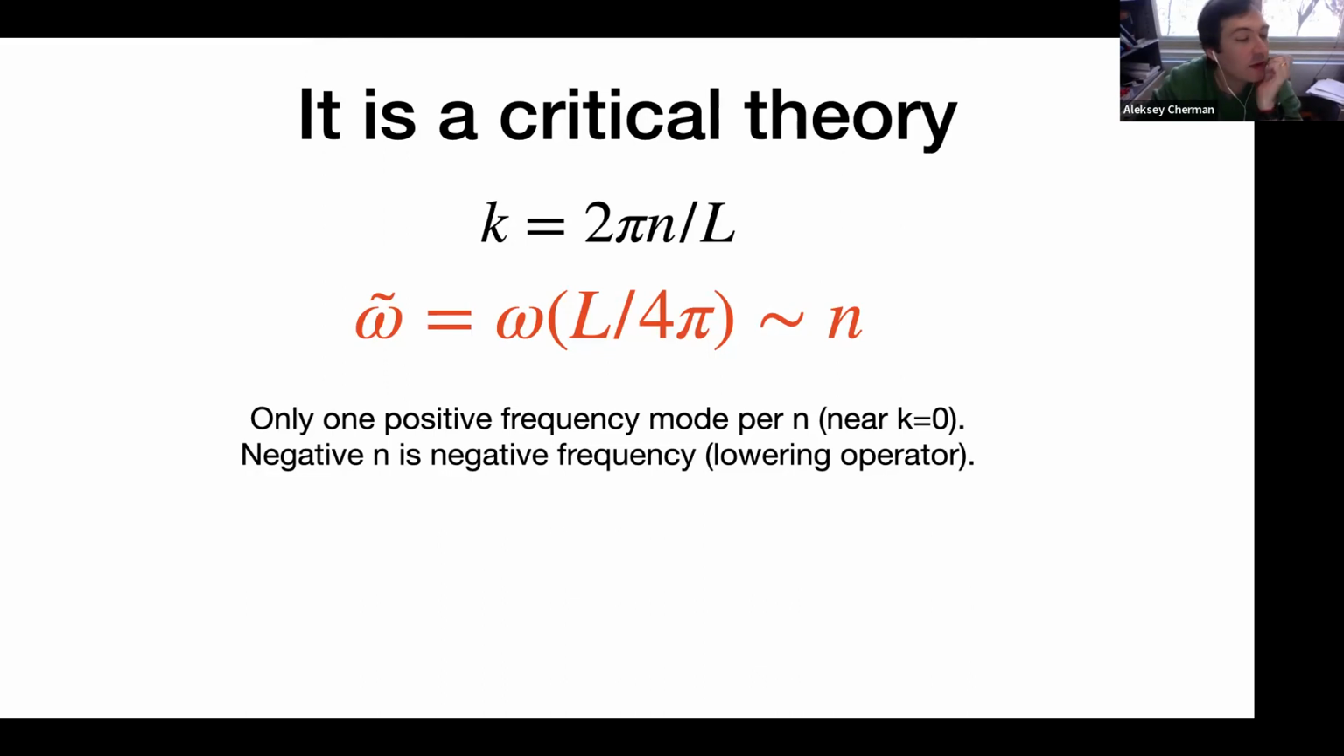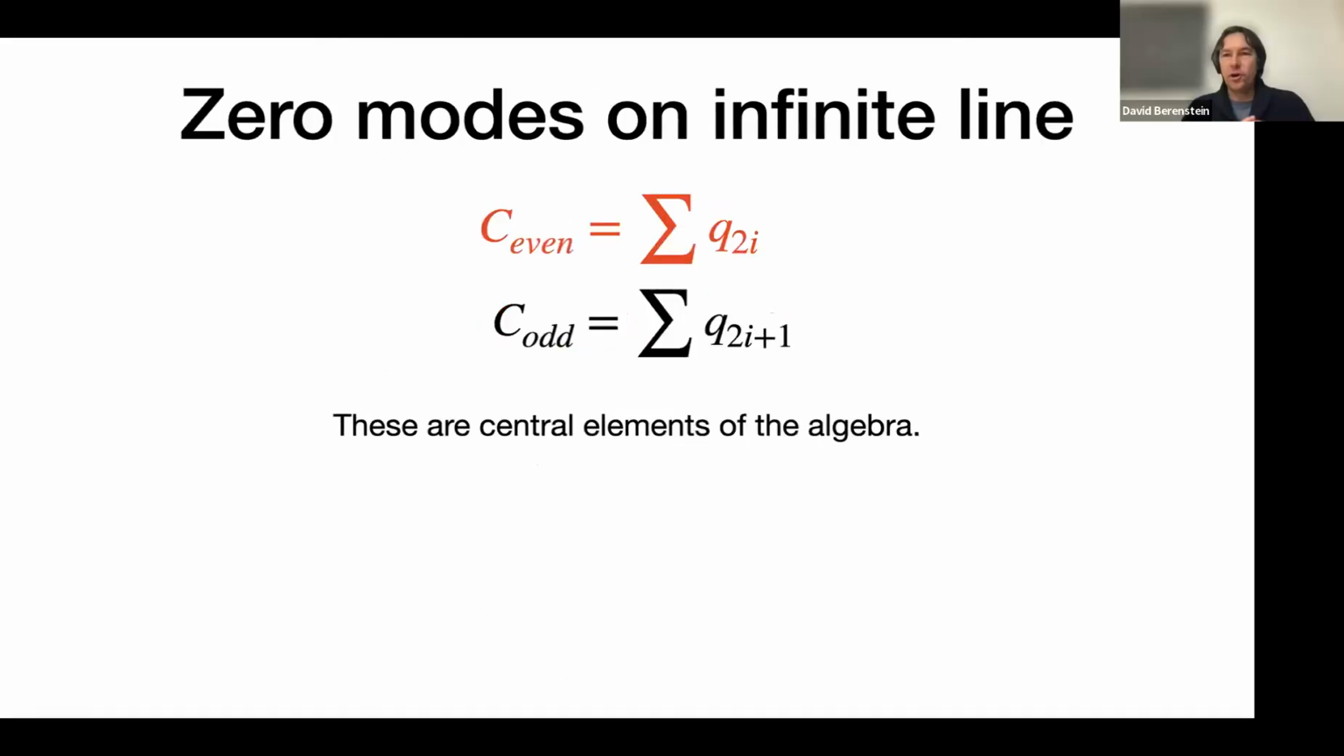Okay? So if you go to an infinite line, there's 2 0 modes. One of them is the left moving 0 mode, the other one is the right moving 0 mode. Or you can split them into, one of them is the sum of the even lattice sites. You can check that this is a central element because it commutes with all the neighbors, +1 to the right, -1 to the left. And then the C even is something that commutes with all the Qs. And the C odd also commutes with all the Qs. So there's 2 central elements in the algebra.